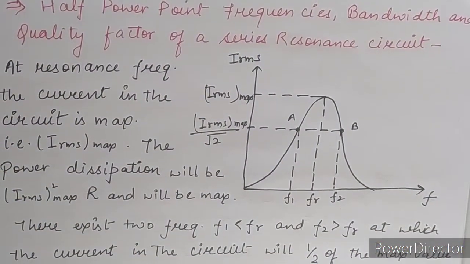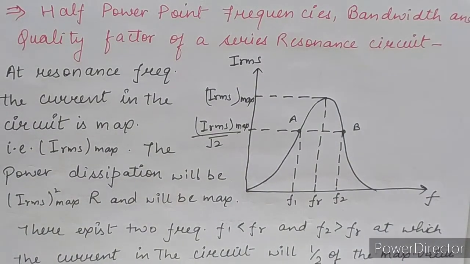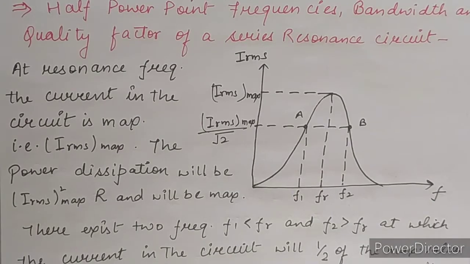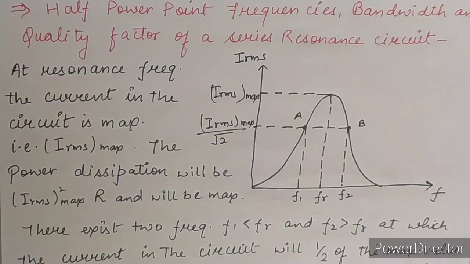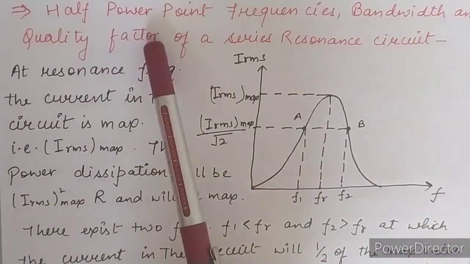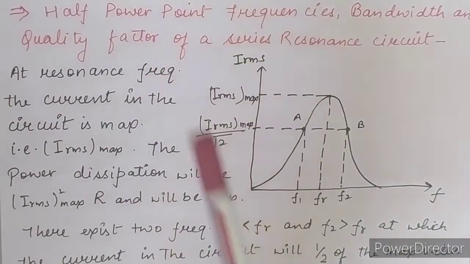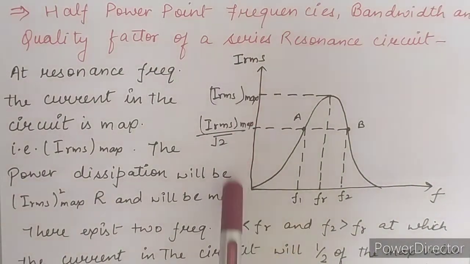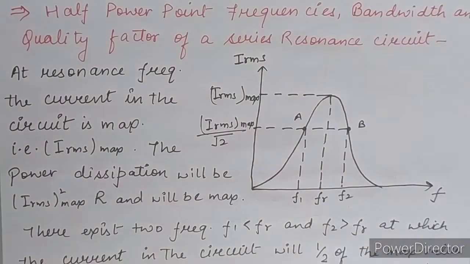Good morning, students. Now let's start today's lecture. Today we are having our 11th lecture of chapter number 10, that is alternating current. Yesterday we discussed the half power point frequencies, bandwidth and quality factor of a series resonance circuit. I have just drawn this diagram, a graph between the frequency and the current.